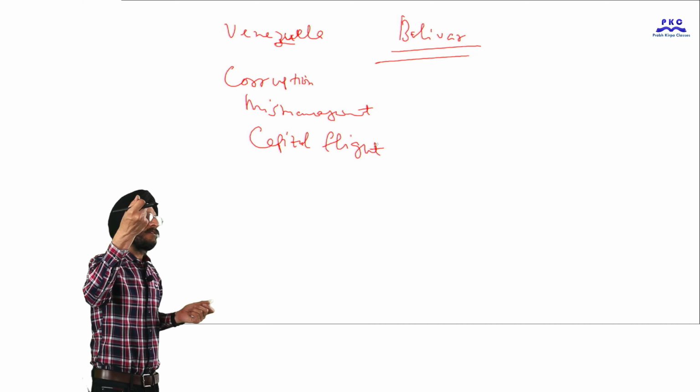UK remained part of the European Union for many years. In 2016, there was a referendum in the UK to decide whether the UK should remain part of the European Union or opt out of it. The referendum took place in June 2016.